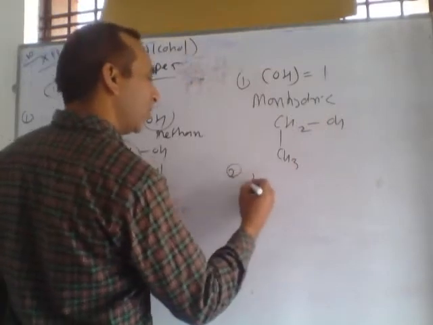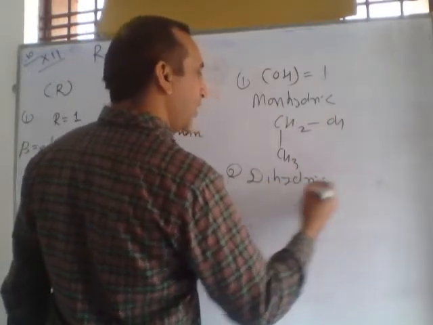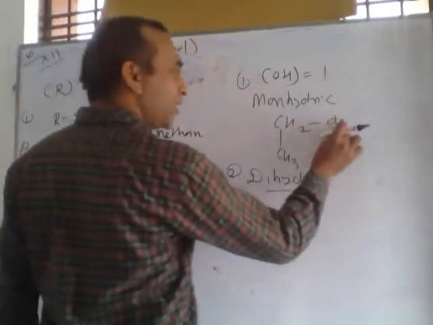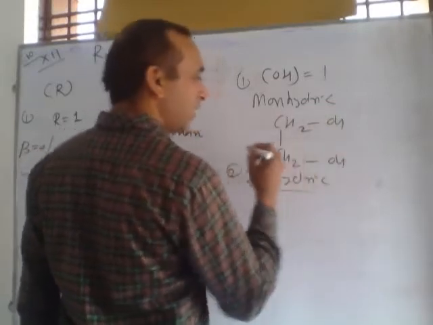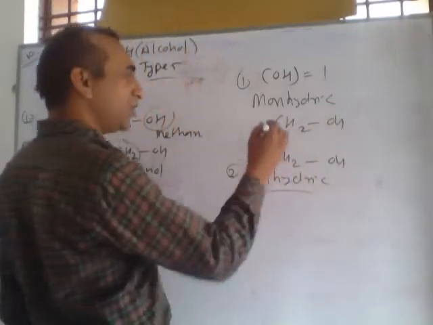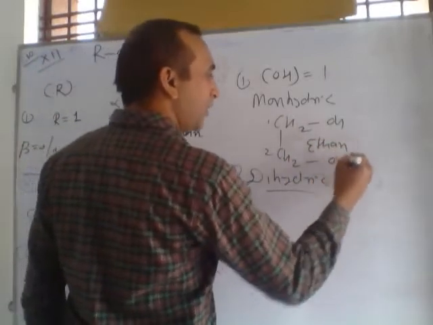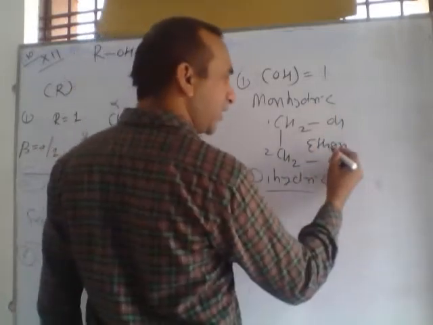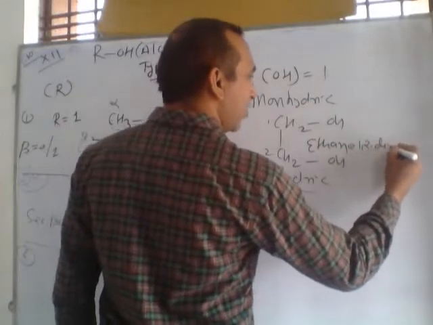Number 2, dihydric alcohol. In dihydric alcohol, OH should be 2. So OH here on the first carbon, and in this compound I am writing OH on the second carbon. So this is 1 and 2. This compound is called ethane. On the first and second carbon of ethane there are 2 OH groups. We can write ethane-1,2-diol.